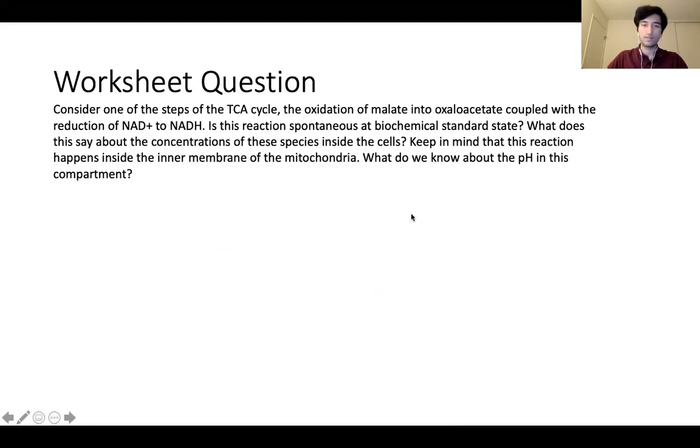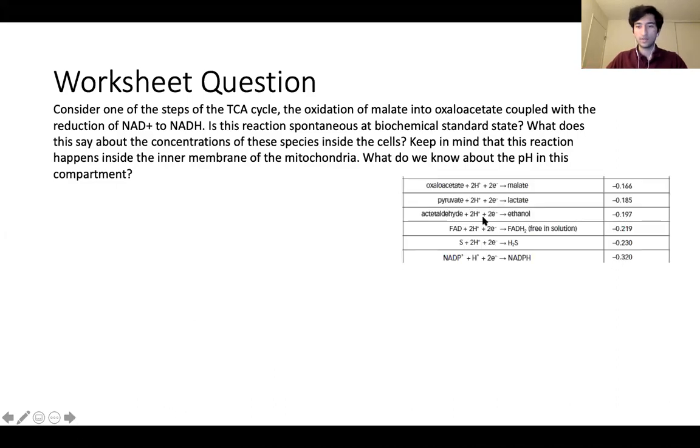Okay, and I realize that I'm running a little bit low on time, so I'll just try to read this question and introduce some of the main ideas to think about, but here's a standard reduction potential table that might be helpful. So consider one of the steps in the TCA cycle, the oxidation of malate into oxaloacetate, coupled with the reduction of NADP plus to NADH. Is this reaction spontaneous at biochemical standard state? What does this say about the concentrations of these species inside the cell? And keep in mind that this reaction happens in the inner membrane of the mitochondria. So what do we know about the pH in this compartment?